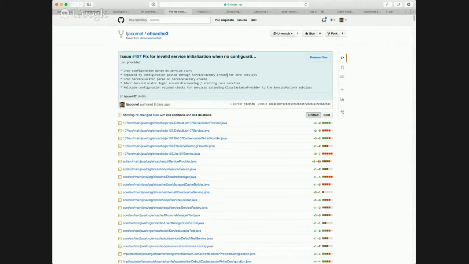I'm going to use that as the example. I also dropped the service locator param from service factory create, so the idea is you get the config when you construct the service, and you get the provider in case you need dependency on other services when the service gets started. So it splits these two responsibilities that way. And then, of course, it requires some changes in the service locator around the discovering and the starting of core services. That means that during the create, I potentially need to be way more lazy in terms of what I look up and how I wire the actual object graph together now.